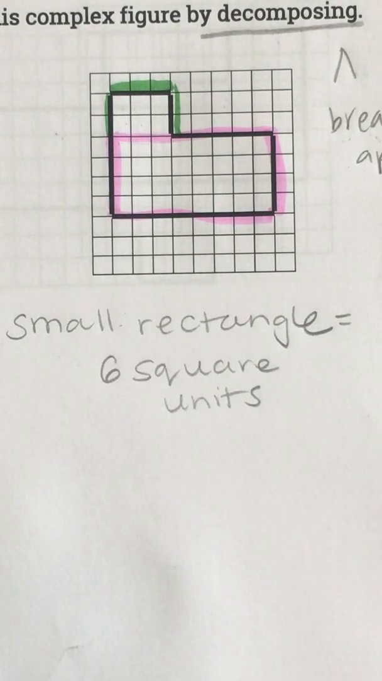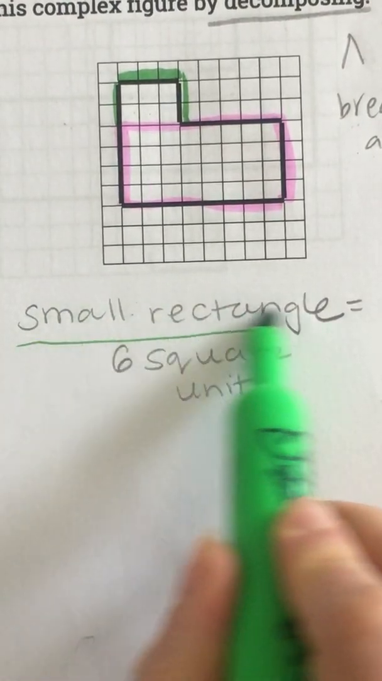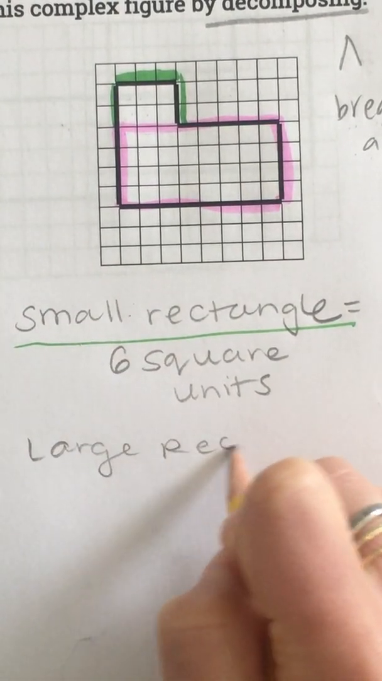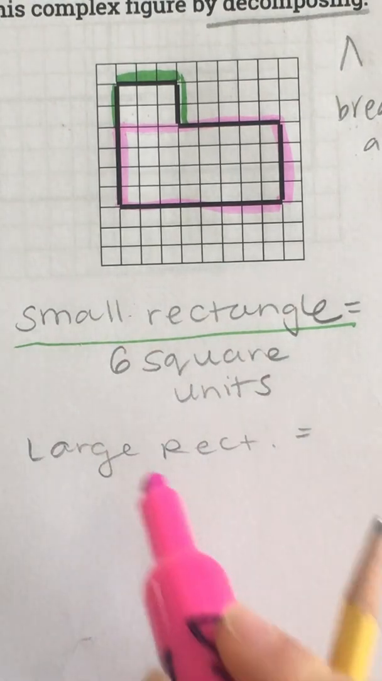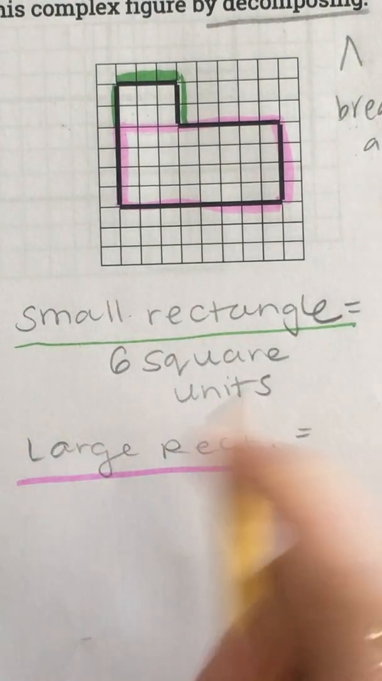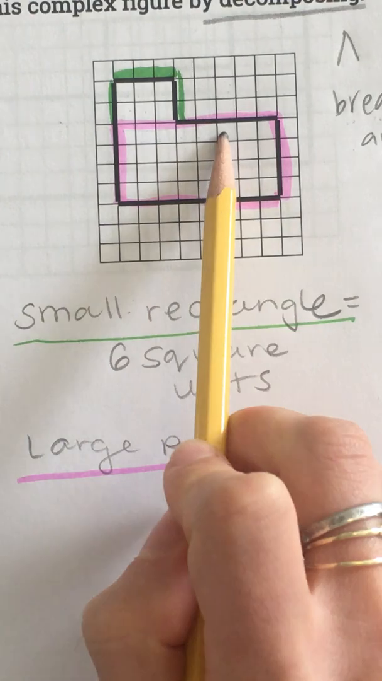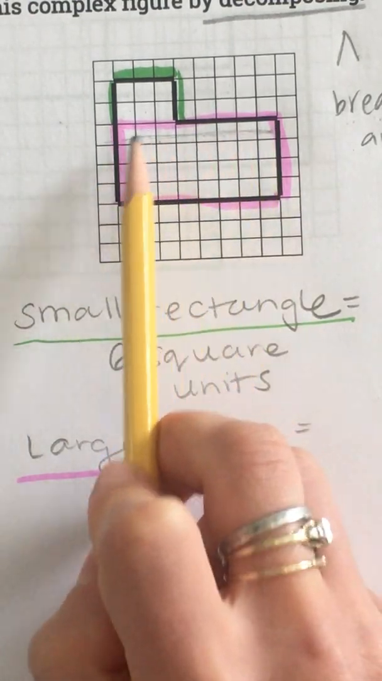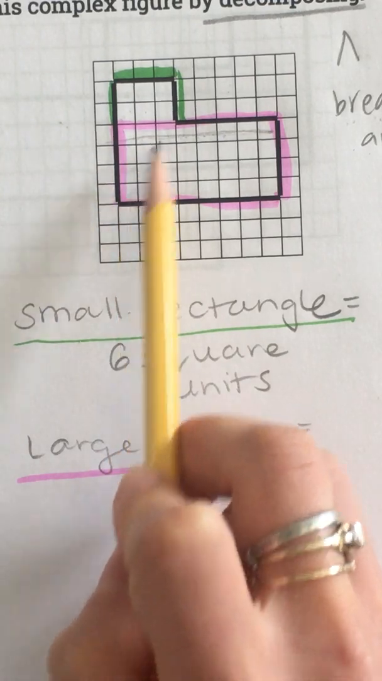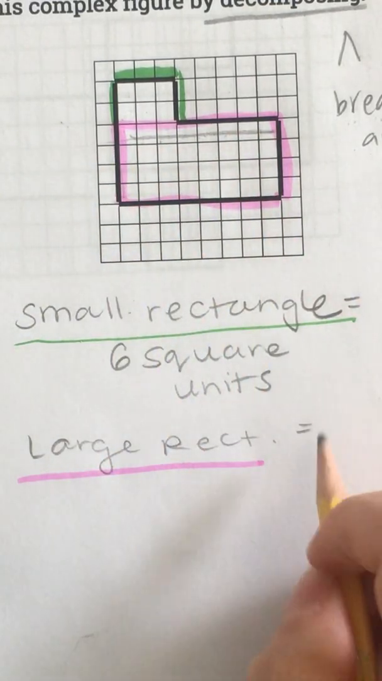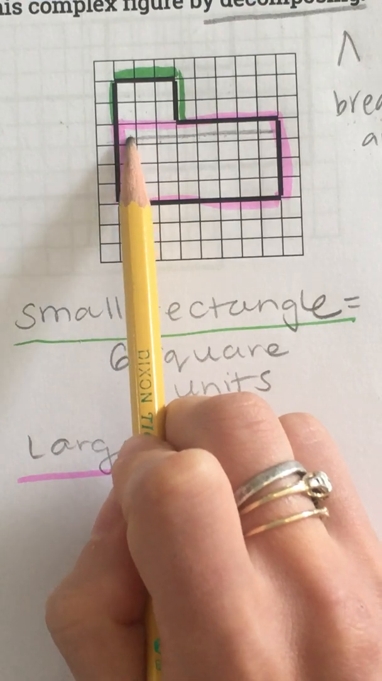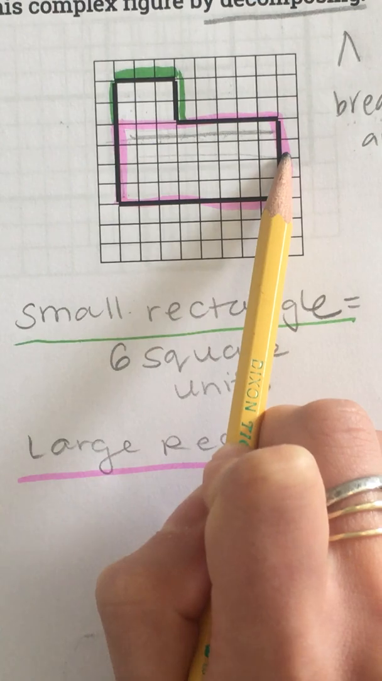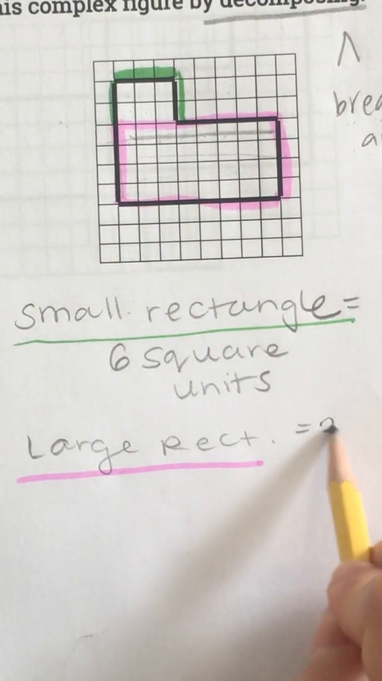Okay, and now I'm going to find the area of my larger rectangle. Large rectangle. So what do I do here? 1, 2, 3, 4, 5, 6, 7, 8. Okay, 8 is my length, and 1, 2, 3, 4 is my width. 8 by 4, which is equal to 32. You can double check by counting 1, 2, 3, 4, 5, 6, 7, 8. 8 plus 8 is 16, 24, 32.